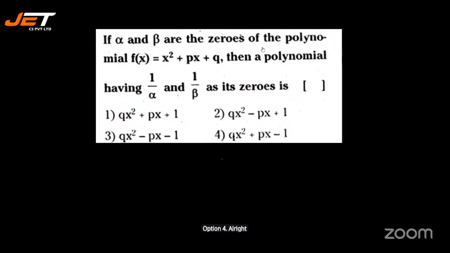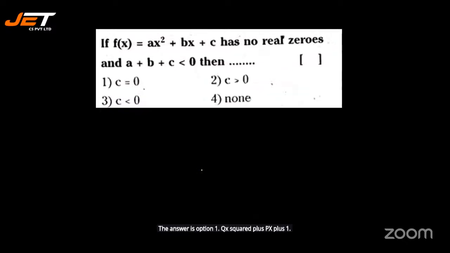All right, good. At least you all have tried. Good students. The answer is option 1, qx square plus px plus 1. See the next question. If f of x is ax square plus bx plus c, it has no real zeros and a plus b plus c is less than 0, then c is equal to 0, c is greater than 0, c is less than 0, or none.